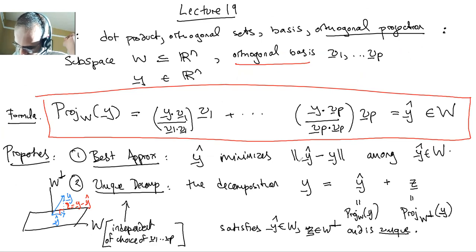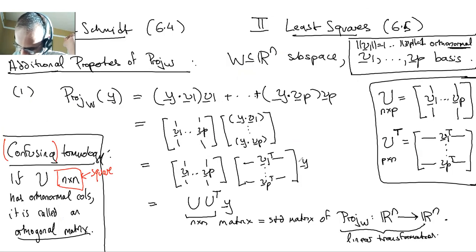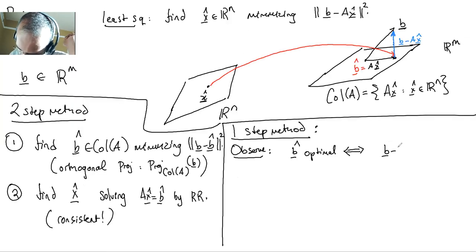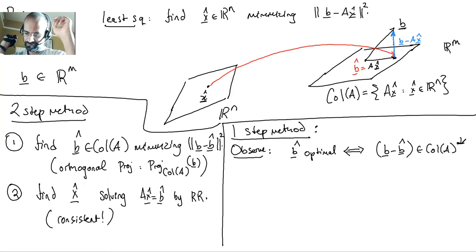So being the closest vector is actually equivalent to an algebraic condition. It's equivalent to b - b̂ being in the orthogonal complement of the column space of A. That's by the previous lecture. Any questions about that step?